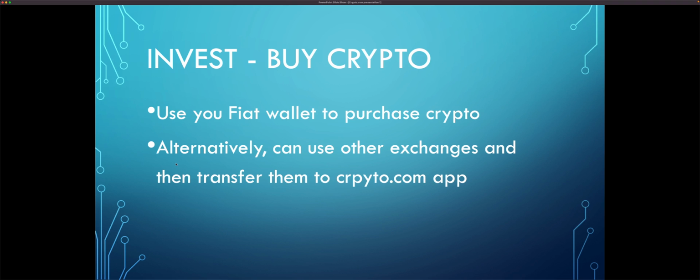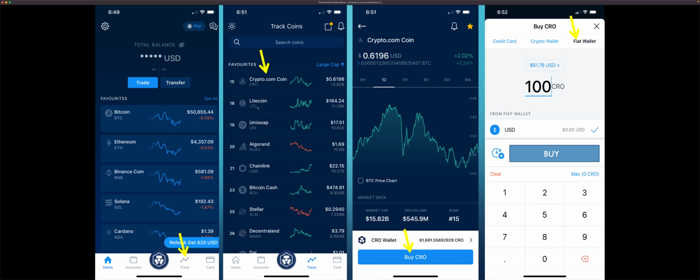So then, once you have money in your fiat wallet, you can now start purchasing cryptocurrency. Later on, we can talk about other ways to get cryptocurrency onto your app, but we'll just focus on the fiat wallet for now. So I now want to buy cryptocurrency. And the way to do that on the app, there's multiple ways to get there, but here's one way.